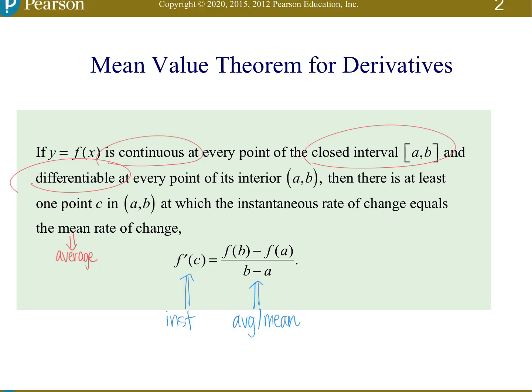Now, both of those things describe slope. The instantaneous rate of change describes the slope along the curve. The average and mean describes the slope of the secant line. So this one is the slope along the curve. And then this side is the slope between the endpoints, which is a secant slope. That's why you have to have endpoints so that you can create the slope. So if the slope along the curve is equal to the slope between the endpoints, what do you have when two slopes are the same?